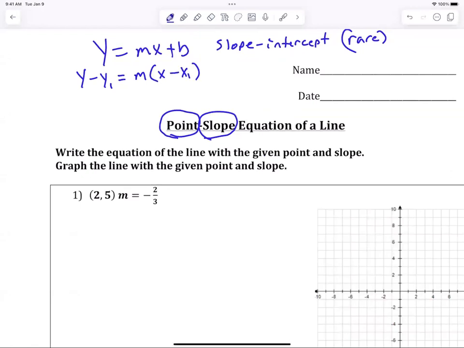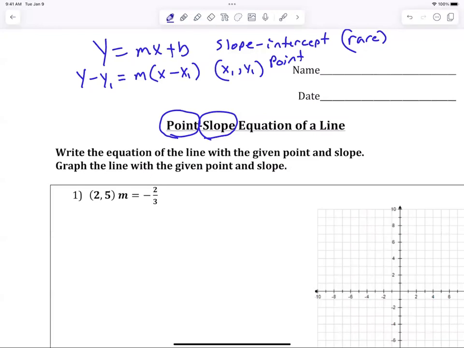What do you think m stands for? Slope. That's right. Everybody knows m is slope. Now, the only thing different is that x1 comma y1 is the point. They're giving you a point and a slope.